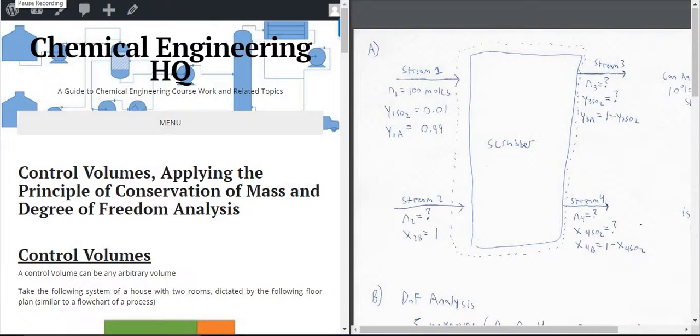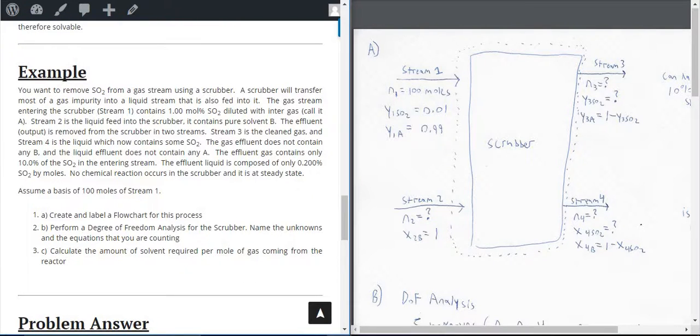Today in chemical engineering, we're going to use material balances to solve a problem on control volumes and applying the conservation of mass. On the left side of the screen, you can see the problem we're solving today. I'm not going to read it to you, but you should take a moment here to pause the video and read it and understand it before we get started if you haven't done so already.